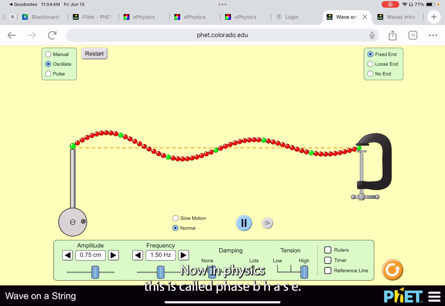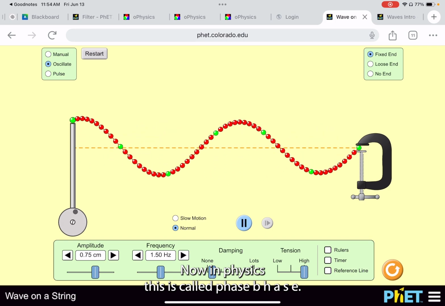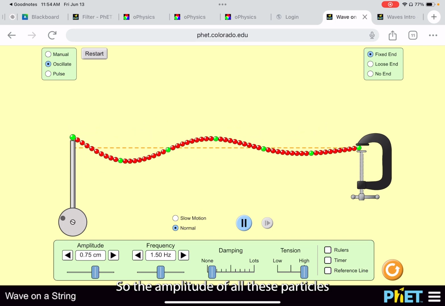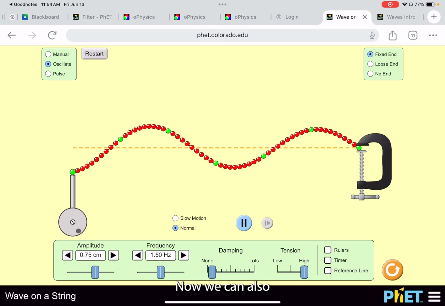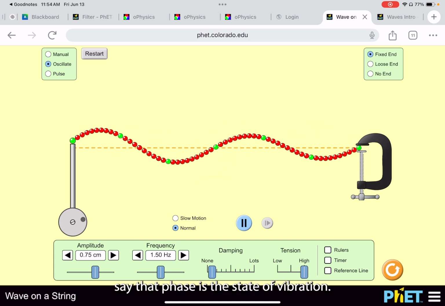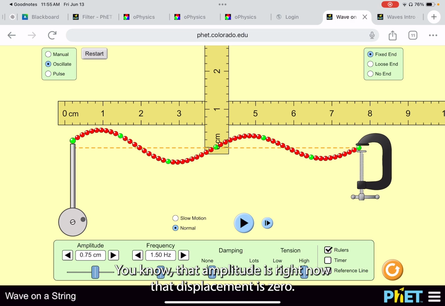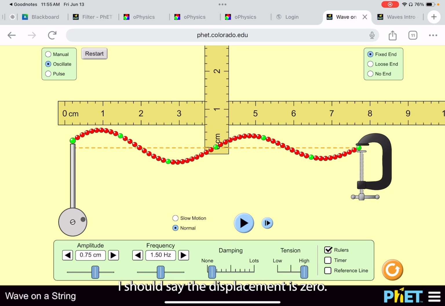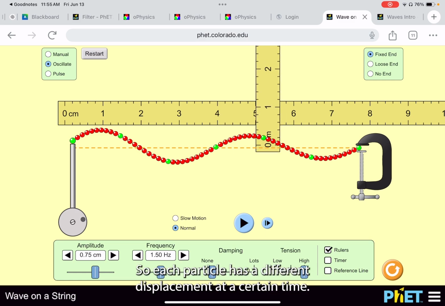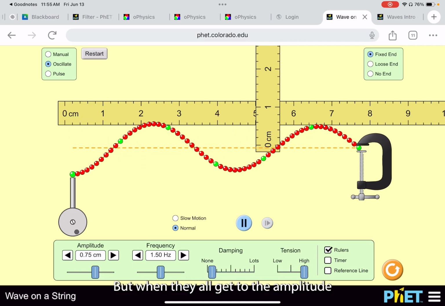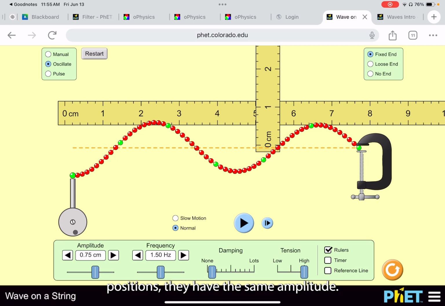In physics, this is called phase. The amplitude of all these particles is the same, but they have a phase difference. We can also say that phase is the state of vibration. Right now the displacement is zero, but for this green bead the displacement is different. Each particle has a different displacement at a certain time. But when they all get to the amplitude positions, they have the same amplitude. It's only that they get to their amplitudes at different times. I hope that makes sense.